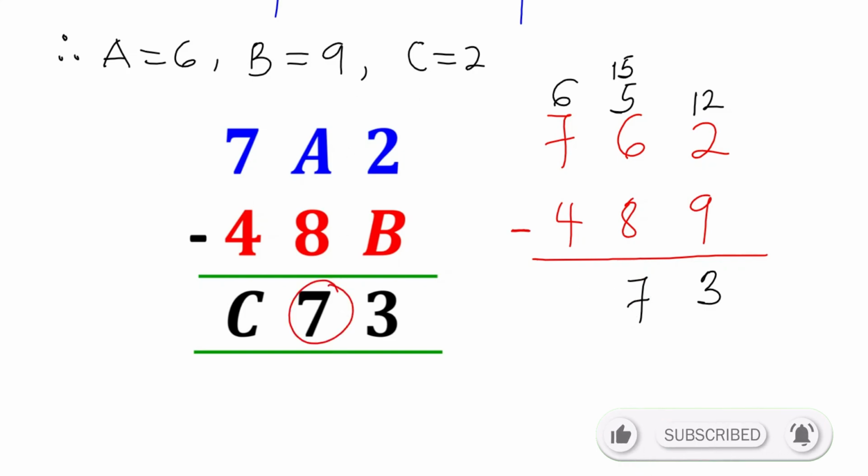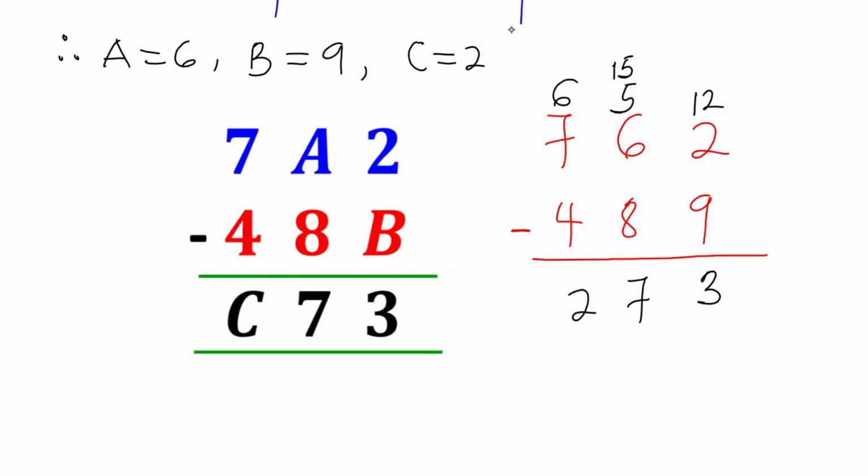Now the next number, remember that we are left with 6 here, which means 6 minus 4 gives us 2. And that is C. And from our answer, we said C is equal to 2. And if here 2 is also 2, then it means that that is correct. So basically, when we subtract these three numbers, we have 273. And that's exactly as A, B, and C.